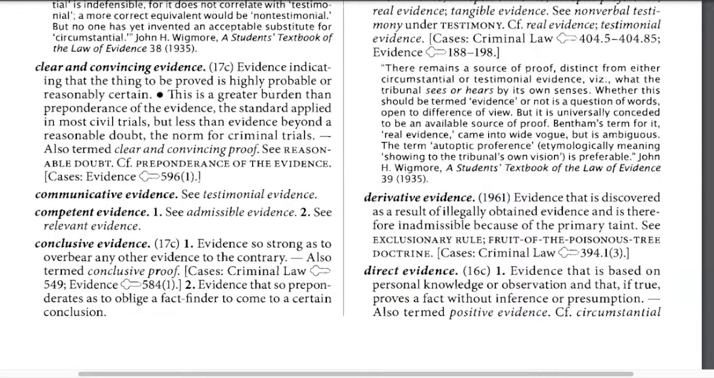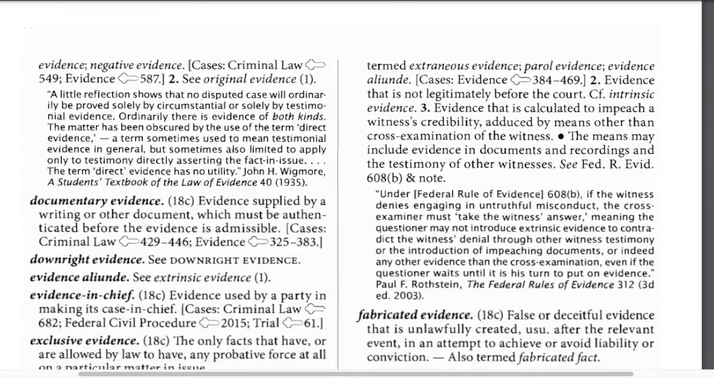Derivative evidence, 1961: evidence that is discovered as a result of illegally obtained evidence and is therefore inadmissible because of the primary taint. Exclusionary rule, fruit of the poisonous tree doctrine. You got it? Direct evidence, 16th century: evidence that is based on personal knowledge or observation, and that, if true, proves a fact without inference or presumption. Also termed positive evidence, as opposed to the circumstantial and negative evidence.